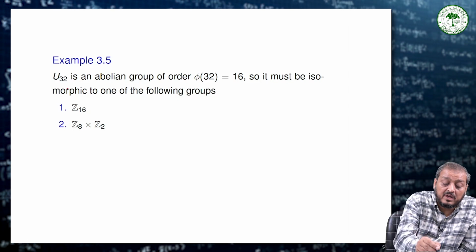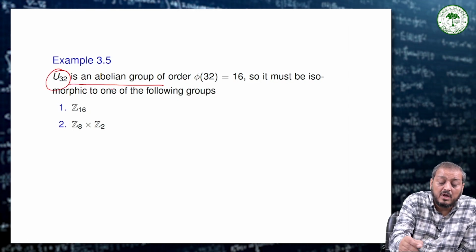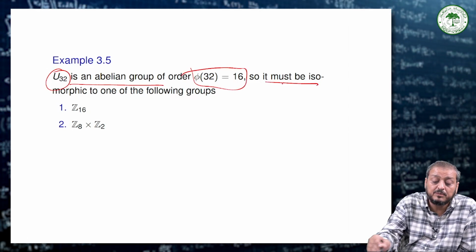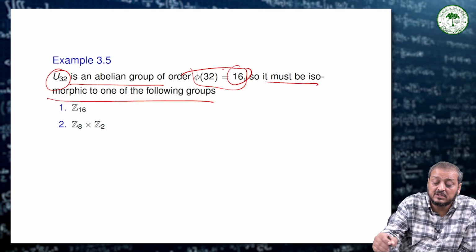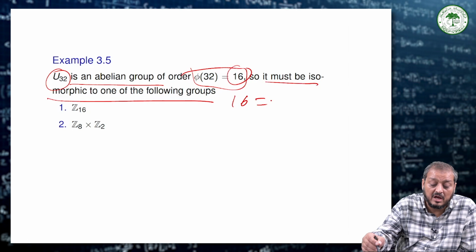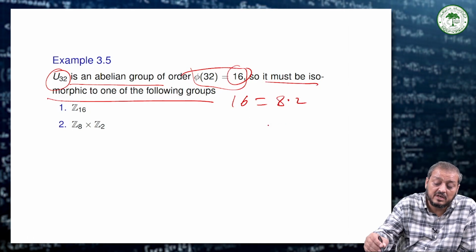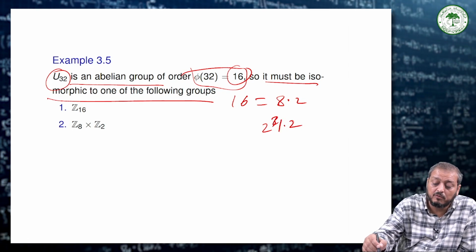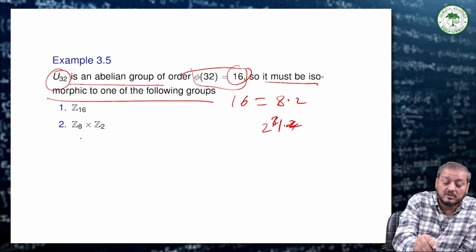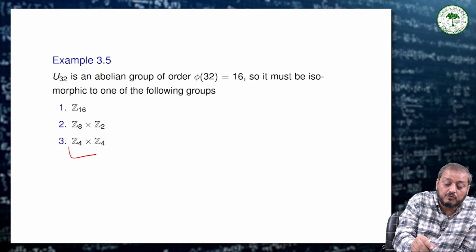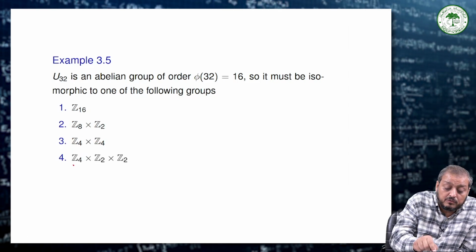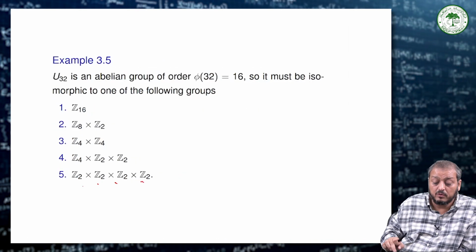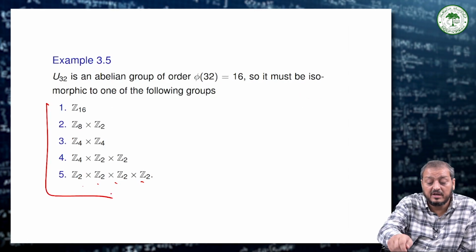If you take U(32), it is an abelian group, and the order of U(32) is 16. So it must be isomorphic to one of the groups of order 16. 16 can be written as 2 to the power 4, and similarly all other factorizations: 8 into 2, then 4 into 4, then 4 into 2 into 2, then 2, 2, 2, 2, and all are 4, and we can write it in this way.